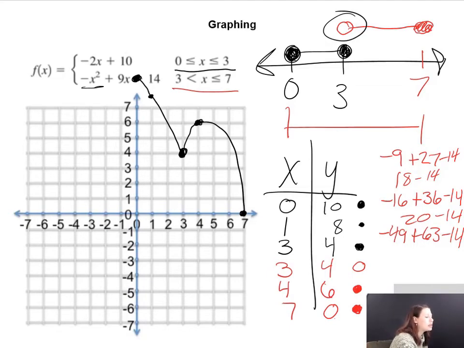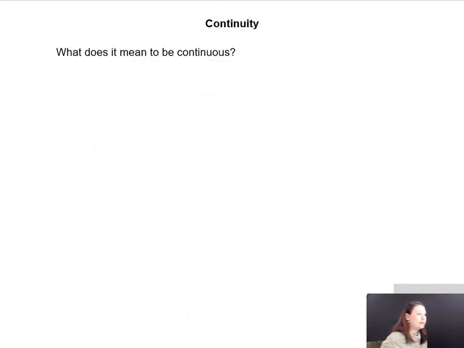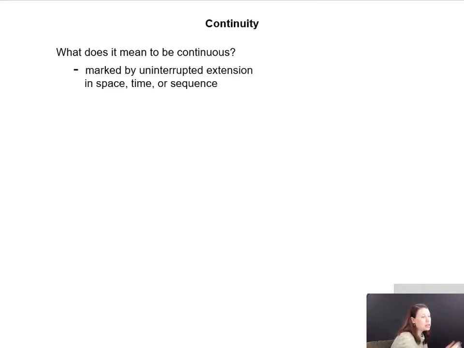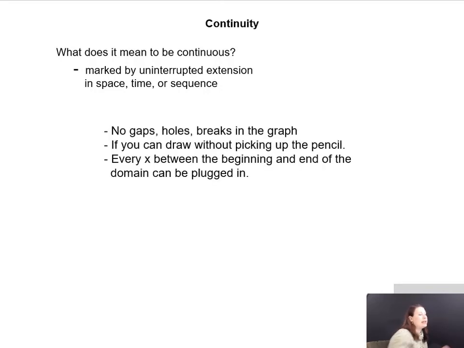Now, the next thing we want to think about is continuity. So first, let's think about the word itself. What does continuity mean? Okay, so the dictionary says it's marked by uninterrupted extension in space, time, or sequence. That means almost absolutely nothing to us in this context. So let's think about it in math terms. So basically, continuity means no gaps, no holes, no breaks in the graph. If you can draw the graph without picking up your pencil, it's continuous.